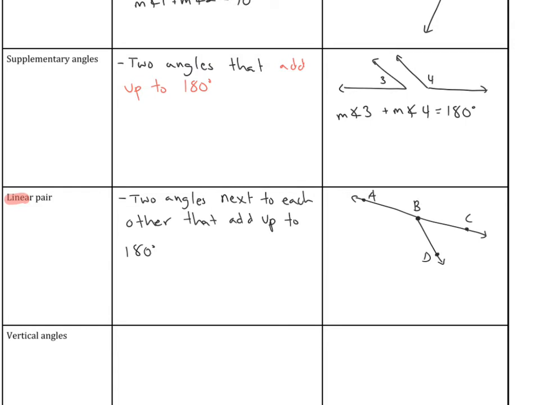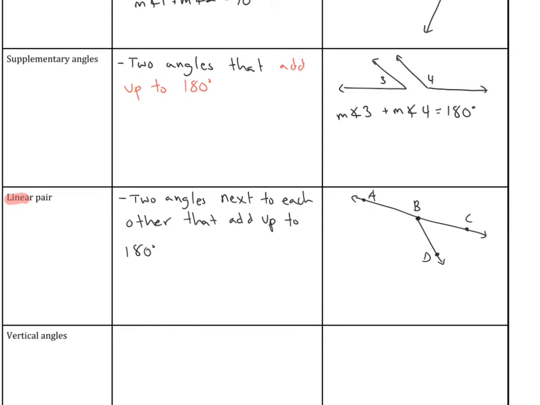Now, if we take a look at the two pictures here, the one for linear pair and the one for supplementary angles, notice how I have two angles. I have angle DBC and angle DBA. The side or ray BD is shared between these two angles. But angle 3 and angle 4 up here in supplementary angles do not share a side. They're actually two completely separate angles that do not connect with each other. So that's the key difference.